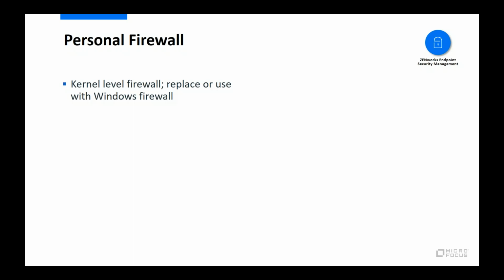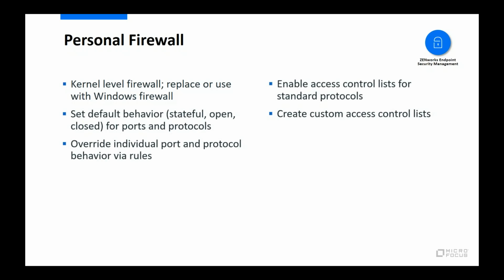ZENworks Endpoint Security Management also provides a kernel-level firewall that can be registered in place of the Windows firewall. After setting the default behavior for the firewall, you can override default port and protocol behavior using flexible rules and predefined or custom access control lists.